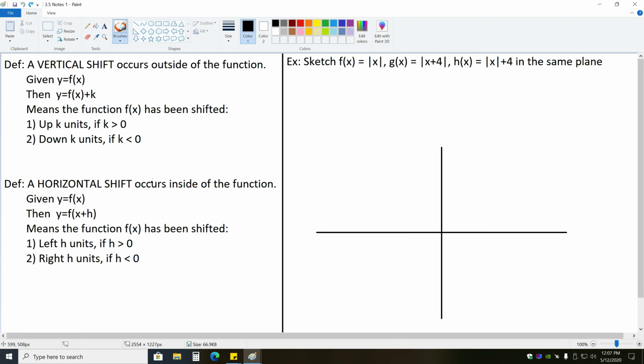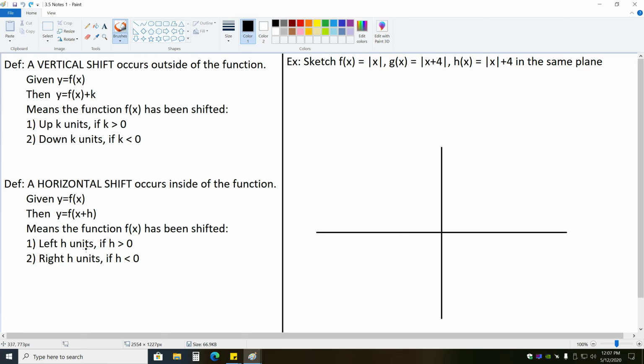A horizontal shift works almost exactly the same way, but a horizontal shift occurs inside of the function. So if you're given y equals f of x, then y equals f of the quantity x plus h is a horizontal shift. Notice the constant is now being added inside of the function, within it. And we say that this means f of x has been shifted to the left h units if h is positive, and to the right h units if h is negative.